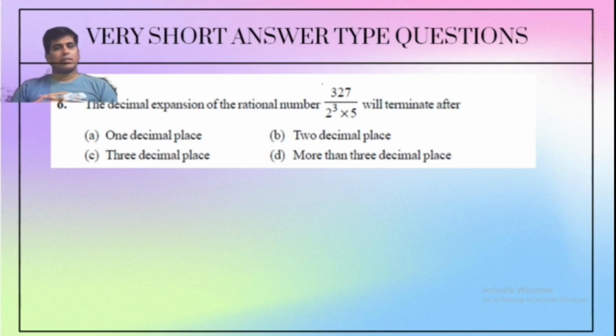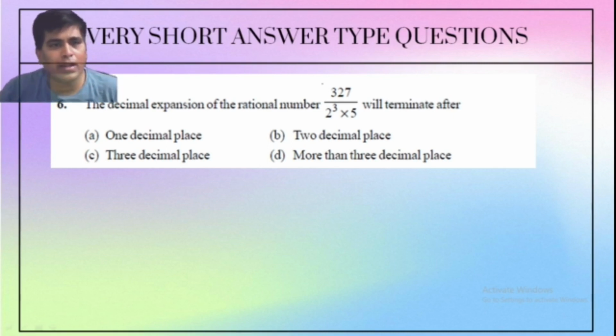So what is the question he has given? The decimal expansion of a rational number 327 by 2 cube into 5 will terminate after. So this is in the form of p by q. If you simplify p by q form, sometimes you may get terminating or sometimes non-terminating. But if the denominator is in the form of only 2's and 5's, a combination of only 2's and 5's, definitely it terminates.